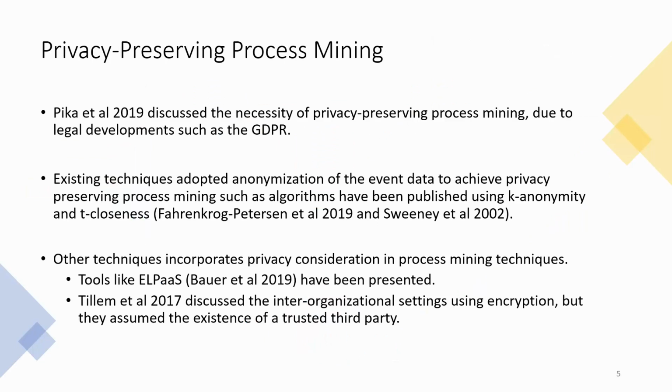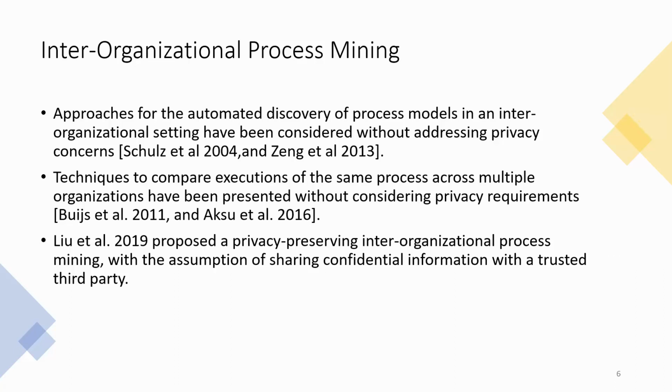Due to legal developments such as GDPR, existing research discussed the necessity of privacy-preserving process mining. Some techniques adopted anonymization of event data, like using k-anonymity and t-closeness, to achieve privacy-preserving process mining. Other techniques try to directly incorporate privacy considerations in the process mining techniques. The problem of automated discovery of process models in an inter-organizational setting has been considered. However, these approaches don't address privacy concerns.